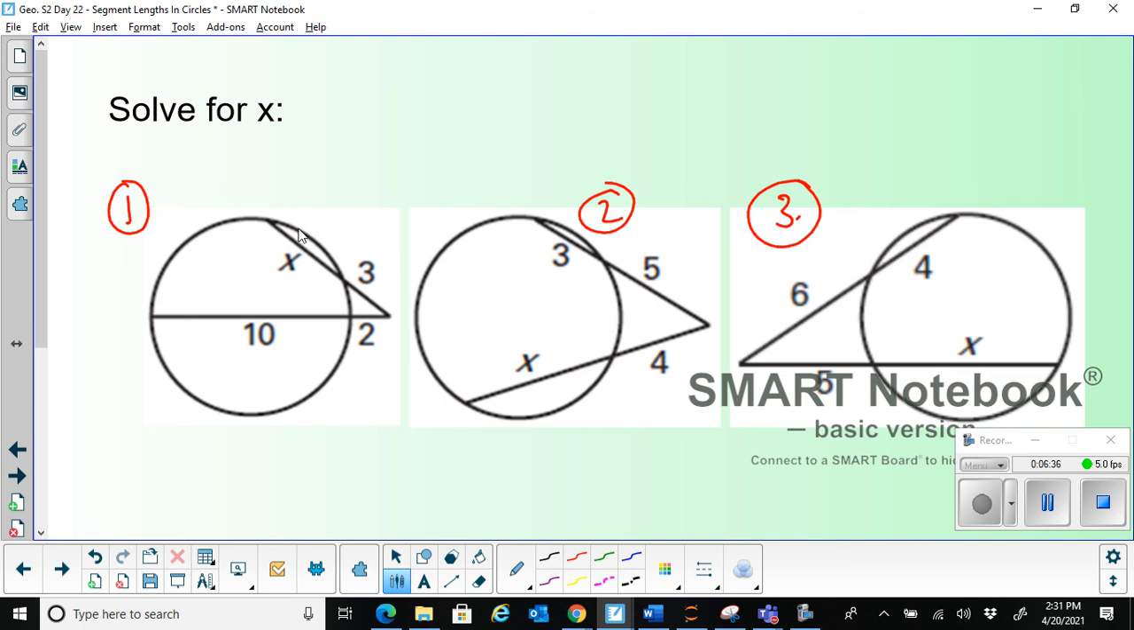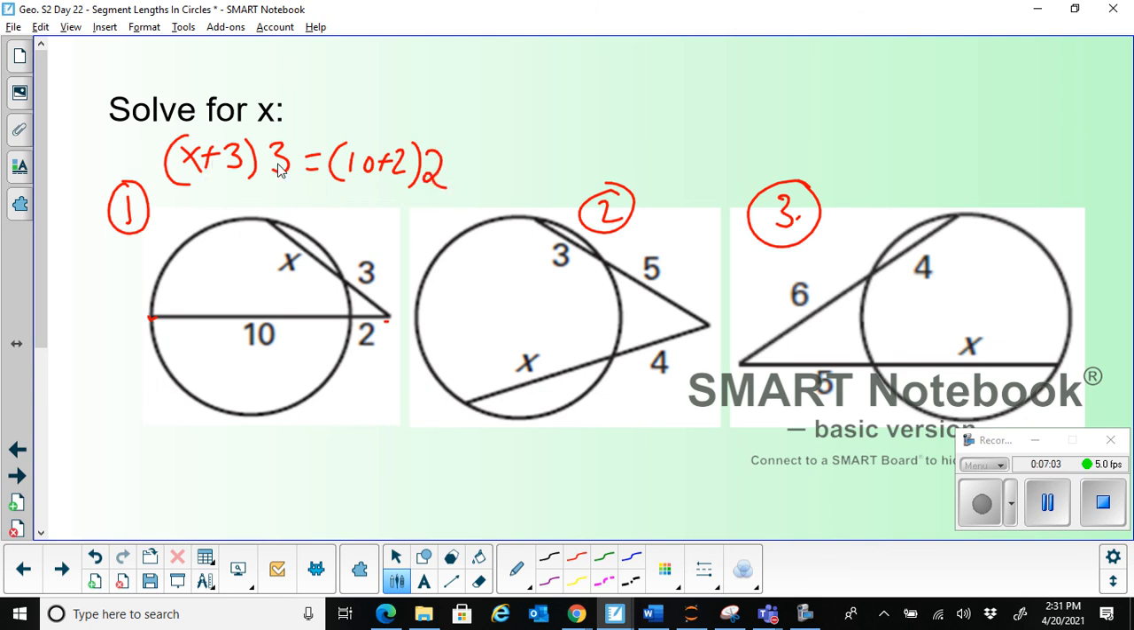Here I have two secant segments. One is x plus 3, the length of the first secant segment. The secant segment times the external of that secant segment is equal to the other secant segment, that is 10 plus 2. It's all the way from here till here. 10 plus 2 times the external of that secant segment, that is 2.